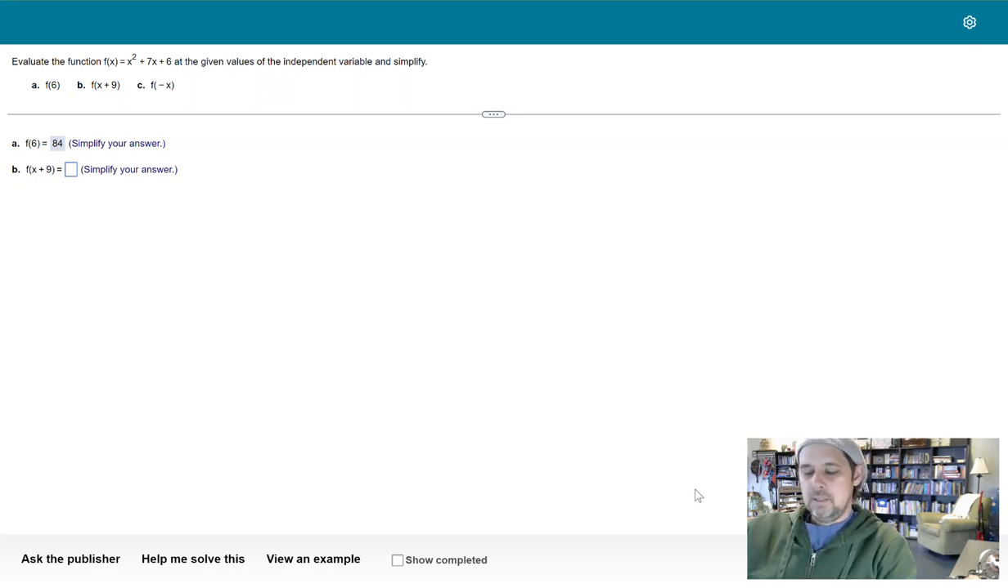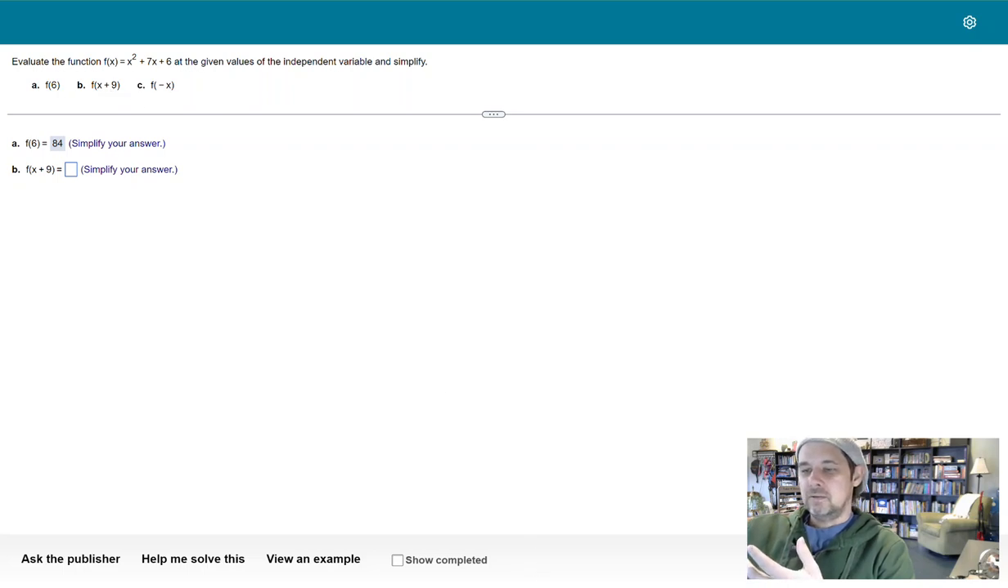Hello everybody. I want to take a minute to solve this problem for you where we are given a function and we want to calculate what happens with various inputs. That's how I'd read this. There's the function, and then this first question says what happens when you put 6 into the function, and then part B says what happens when you put x plus 9 into the function.